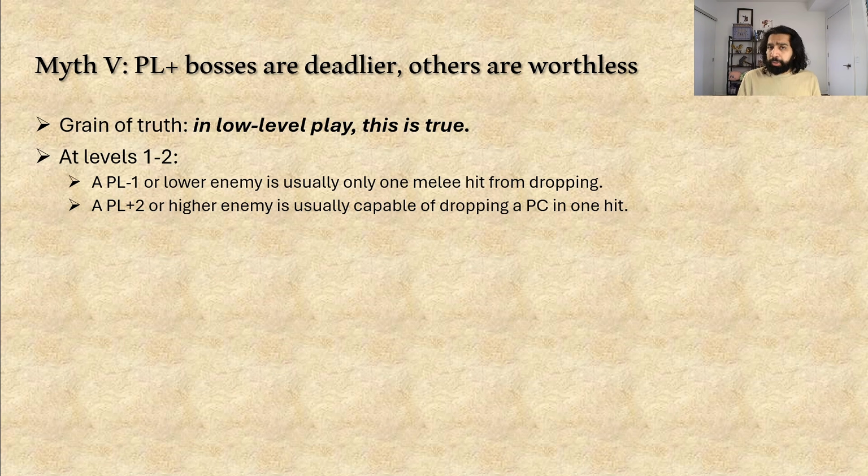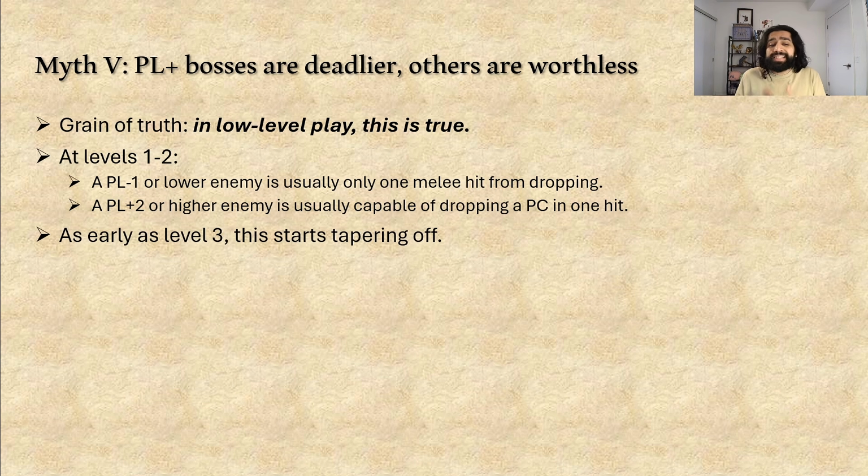And now, for better or for worse, this swinginess is intentionally designed into low-level play. I am personally not a fan of it, but it was part of the fiction Paizo wanted to tell for these levels. But as early as level 3, this starts tapering off. Maybe not right at level 3, but you can already start to see the pattern.